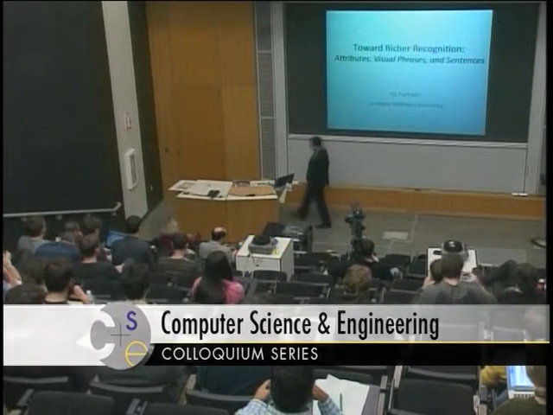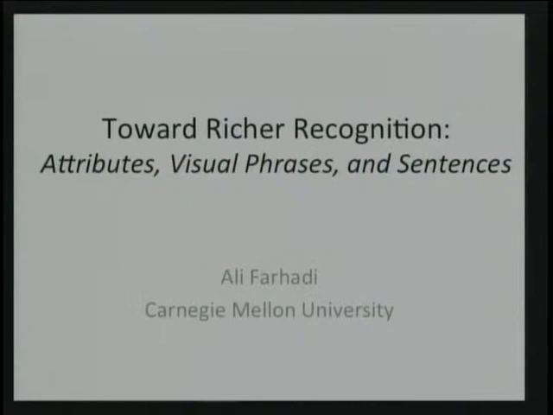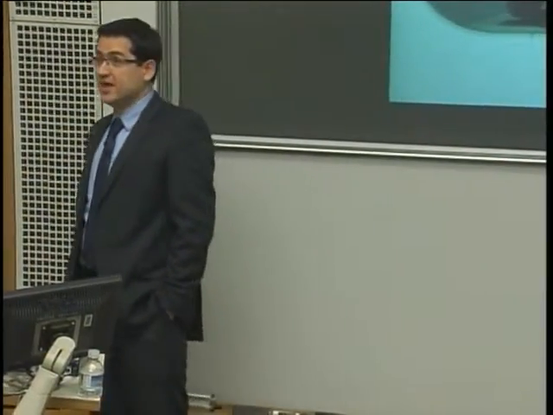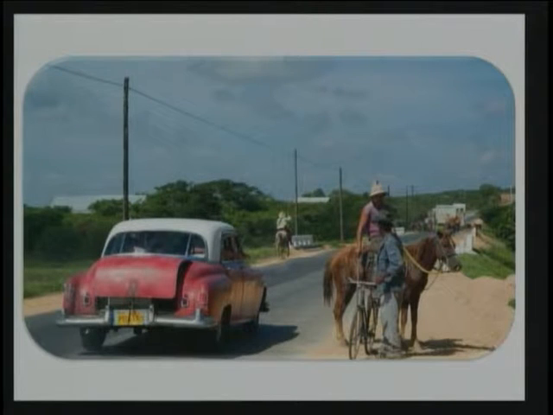So my talk will be about toward richer representations for recognition. And I'm going to talk about attributes, visual phrases, and sentences. Let me start by showing you this picture and asking you to look at this picture for a bit. So what's going on in this picture? How would you describe it?